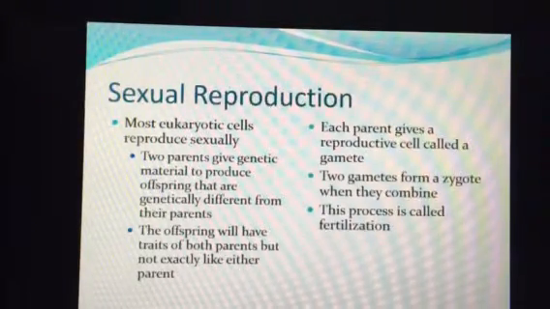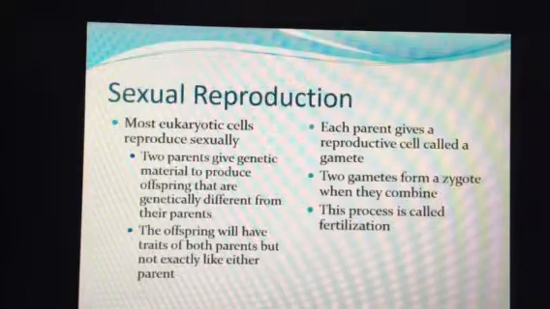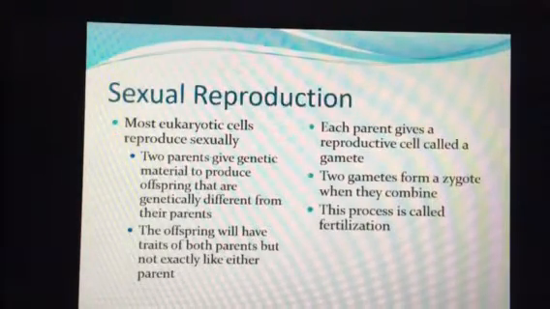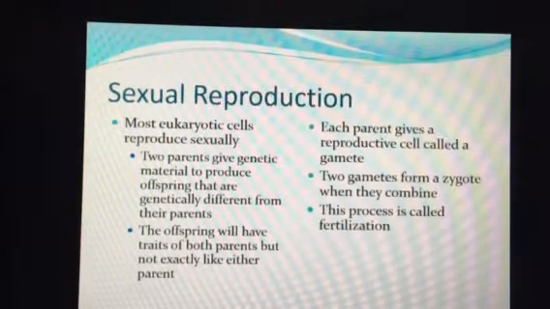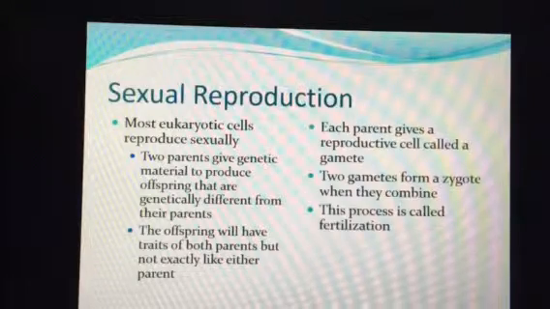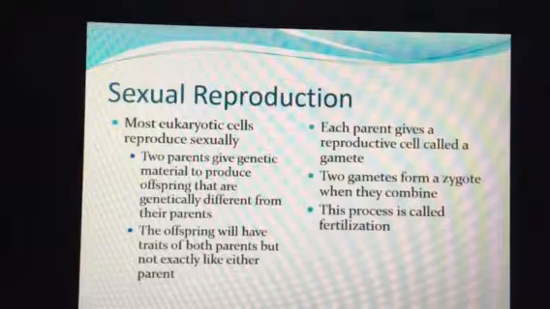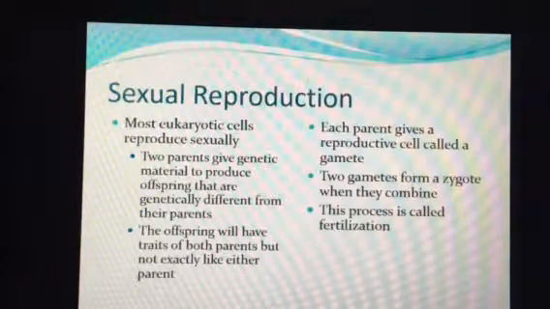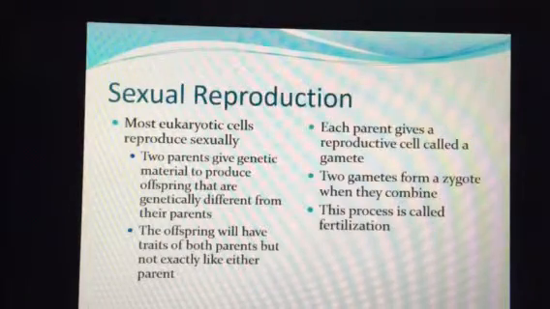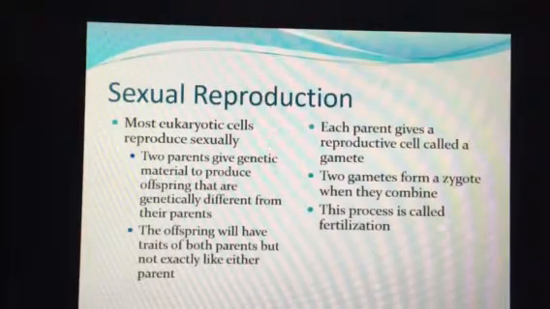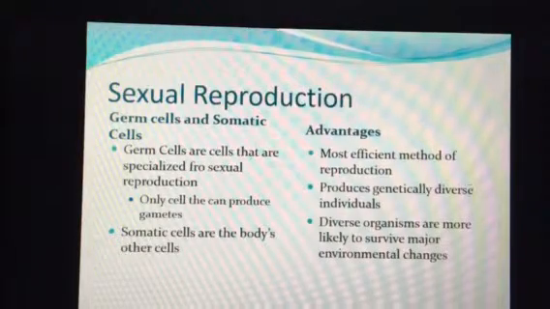Each parent gives a reproductive cell called a gamete. In males, that gamete is sperm. In females, that gamete is an egg. When the sperm comes in contact with an egg and fertilizes it, it makes what we call a zygote. And a zygote will then develop into what we know as an embryo. An embryo will then develop into a fetus into an infant or baby. And so we have to go through this process called fertilization. If fertilization does not occur, then a zygote will not form.